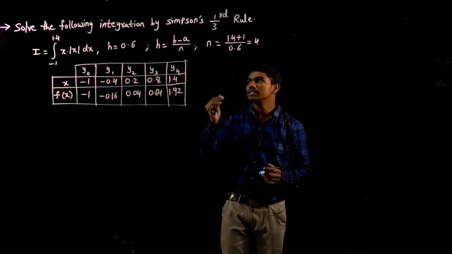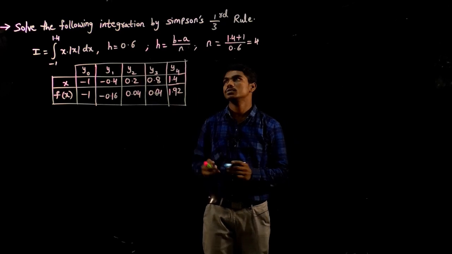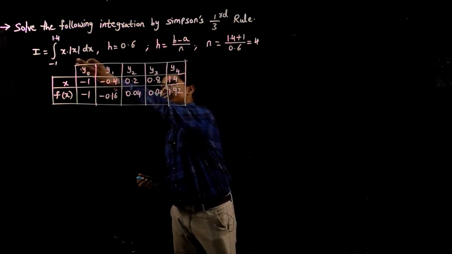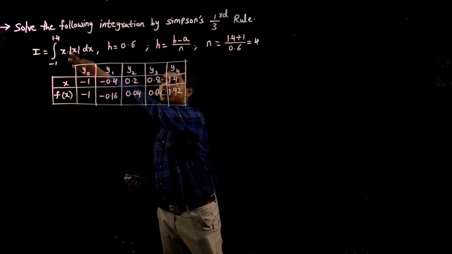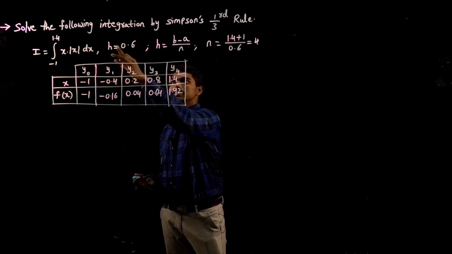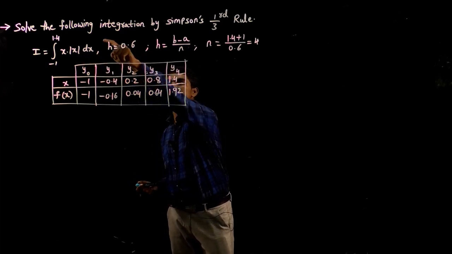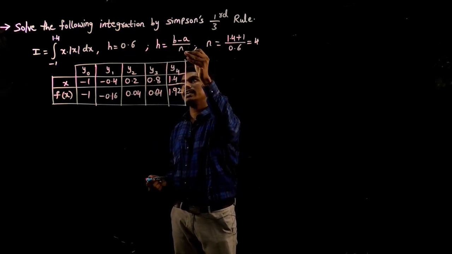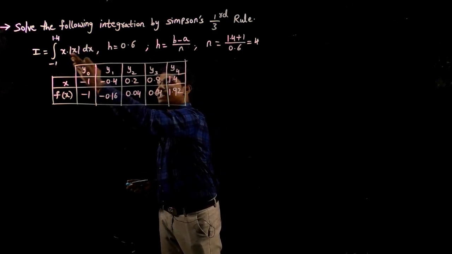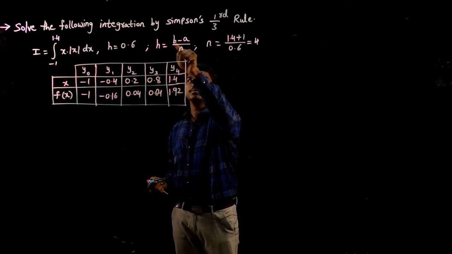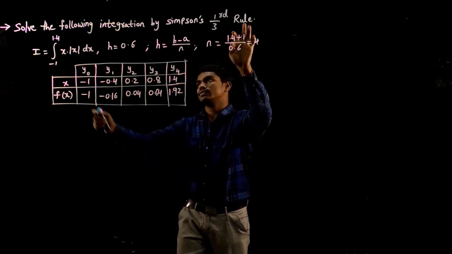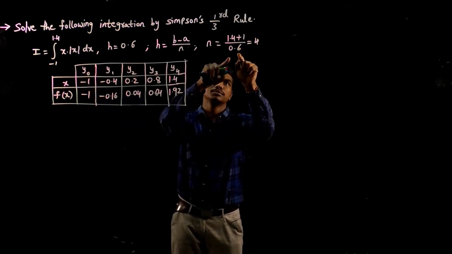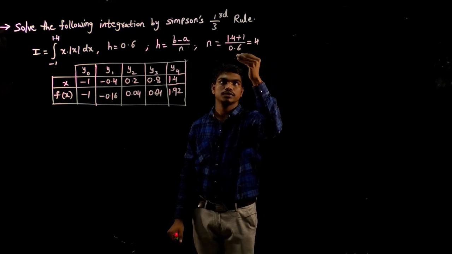So this is the question from Simpson's one-third rule. The question was like this: solve the following integration by Simpson's one-third rule, where I is equal to the integral from minus 1 to 1.4 of x into mod x dx, and h is equal to 0.6, where h is the step size of the integration that we carry, and this h is basically b minus a divided by n, where b is 1.4 and a is minus 1. So n is equal to b minus a by h, which is 1.4 minus of minus 1, which is plus 1, divided by the step size h 0.6, and that gives you 4, because 2.4 by 0.6 is 4.